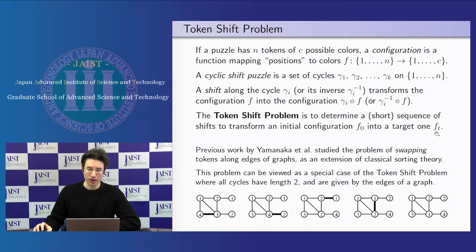Previous work has studied a similar problem where allowed moves were swapping tokens along the edges of graphs. So our model can be seen as a generalization of this, where instead of just edges, we use more general cycles.